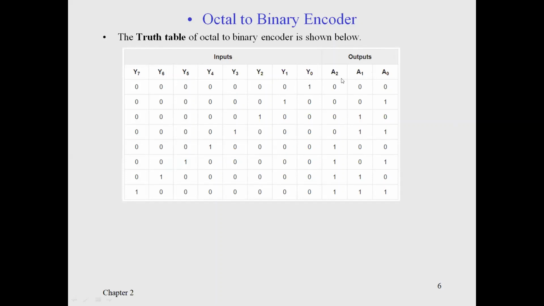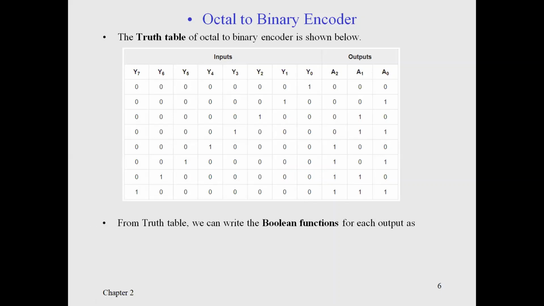So as you can see here, if Y0 is 1, the output is 0 0 0. When Y1 is 1, it is 0 0 1. When Y2 is 1, it is actually 2, so 0 1 0. 3 is selected, so 0 1 1. 4 is selected, means 1 0 0. Y5 is selected, means 1 0 1. And Y6 is selected, is basically 1 1 0. And similarly for 7, it is 1 1 1.